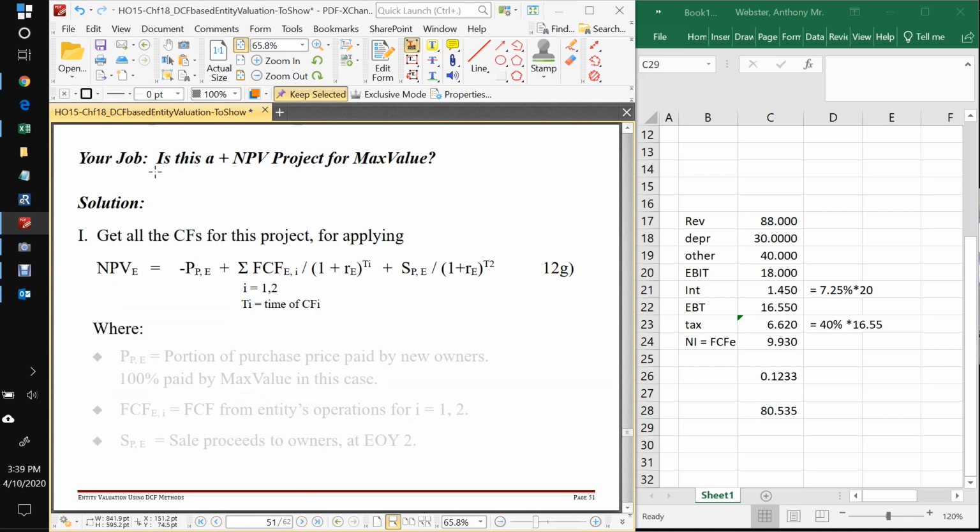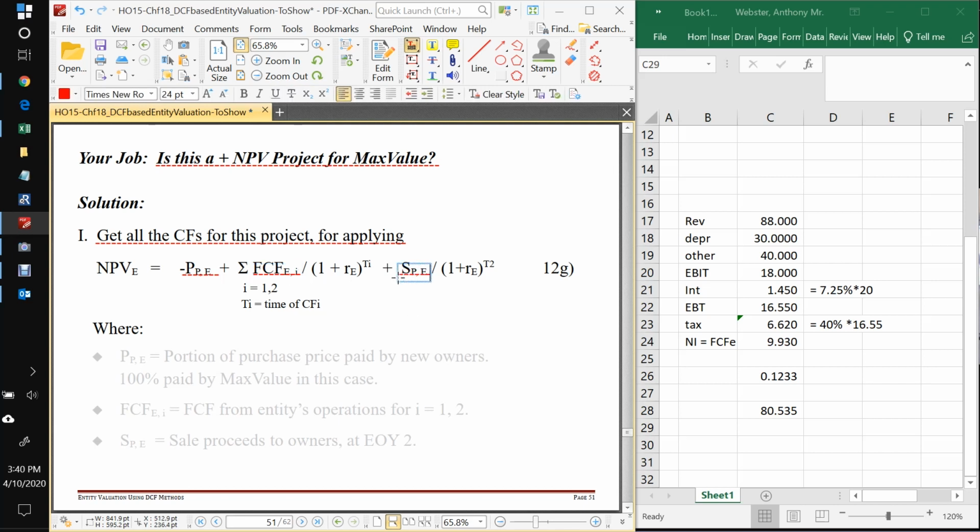Okay, so our job, they're entrusting us once again, fools that they are. Is this a positive NPV project for Max Value? So how are we gonna go for this? There are a lot of different orders that we could solve this in, but let's do it this way. Let's start by getting all the cash flows for the project, because once I have them, it's gonna be relatively straightforward to just discount them all and add them all up together.